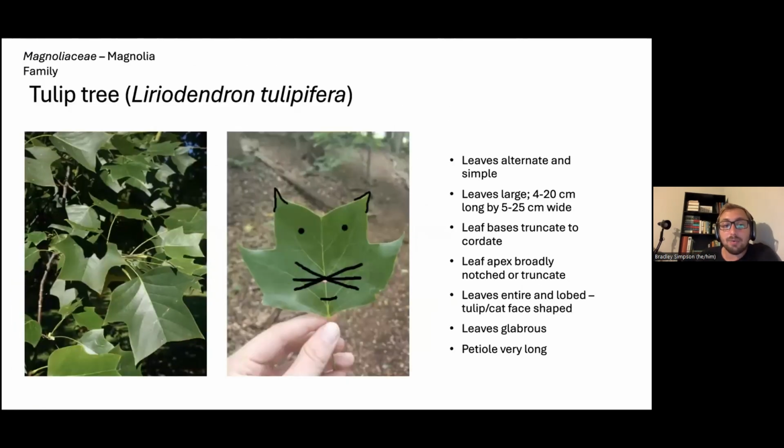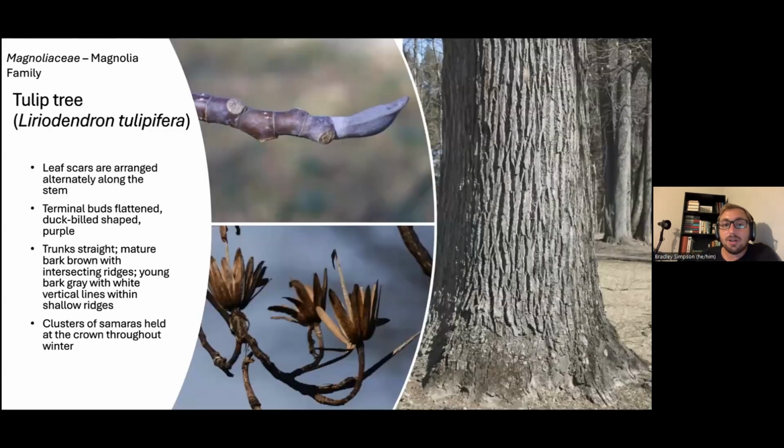Tulip trees, we talked about already a little bit, have the nice cat-shaped feature, long petioles, and a duckbill-shaped bud. In the winter, we can see its fruits, its samaras, hanging at the tops of the trees. And the bark is what gave it that poplar name, a really similar bark to what we typically associate with our poplar trees.